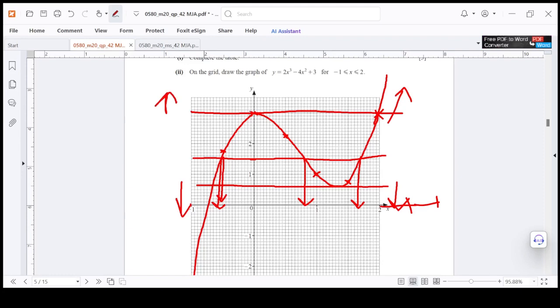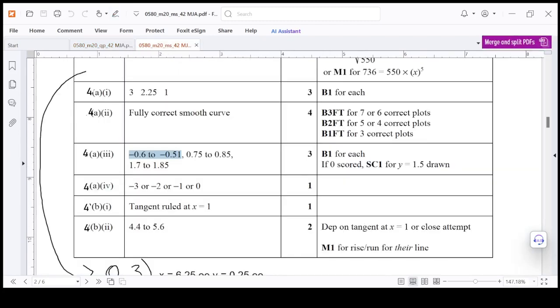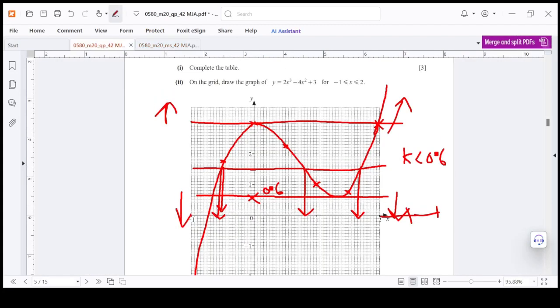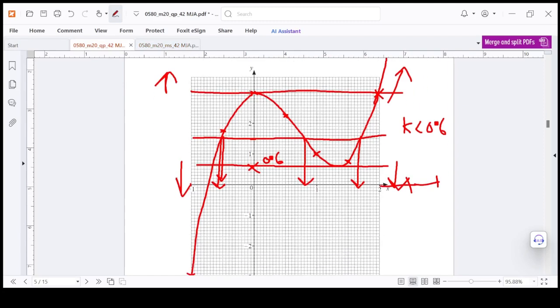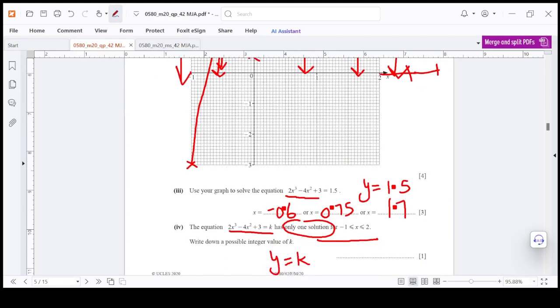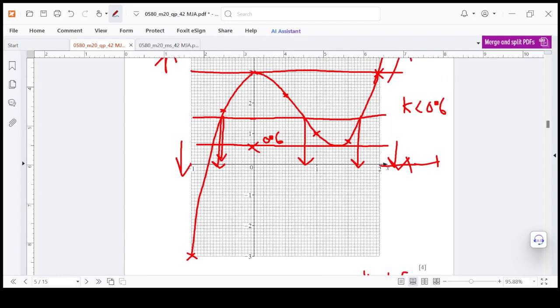So let's read these values. This looks like 0.6, roughly. And so k should be less than 0.6. Let me confirm. Again, this graph is not accurate at all. Oh, you don't have to give your answer as an inequality. The answer should be an integer value. Write down a possible integer value. So you can write any integer value where the horizontal line cuts the graph at only 1 point. I thought you had to write an inequality.